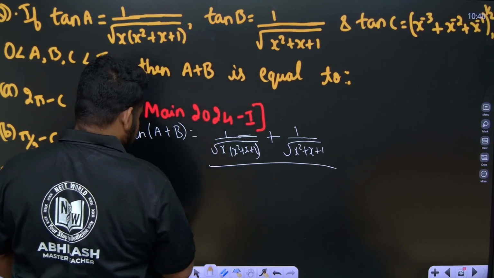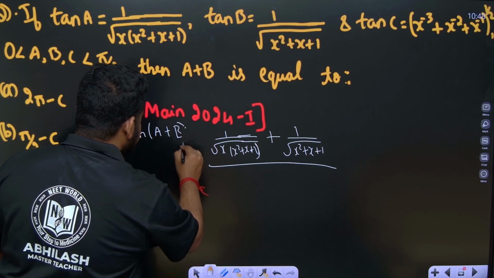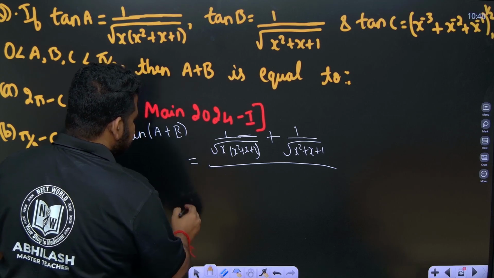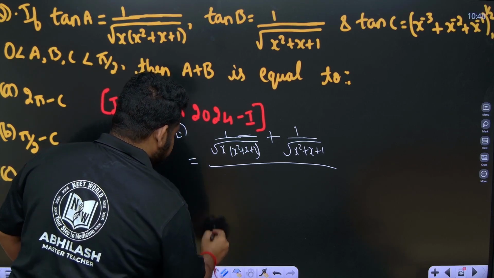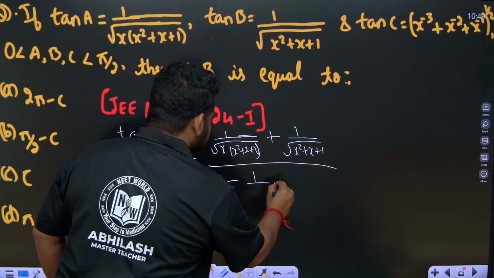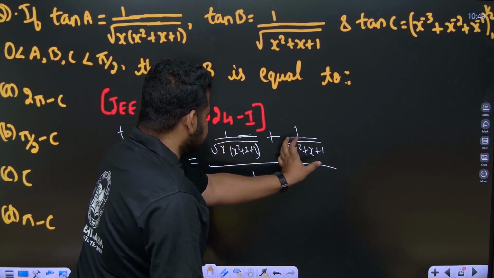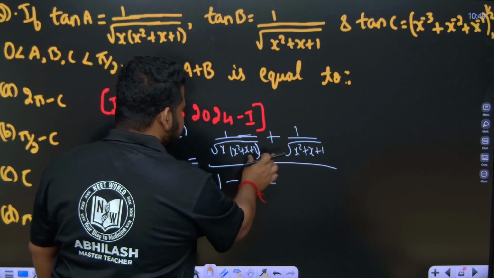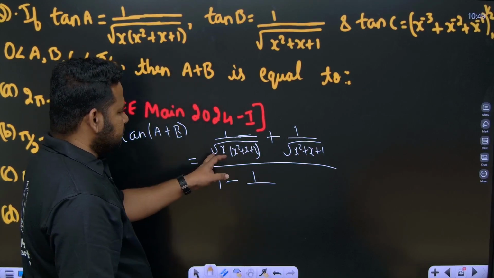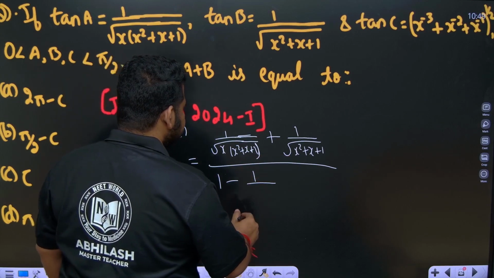So tan a plus tan b will be equal to this one, and this will be 1 minus tan a tan b, that is 1 minus 1 by square root of this one into square root of this one. What we will get? Square root of this into square root of this. What we will get? So this will be what, friends?